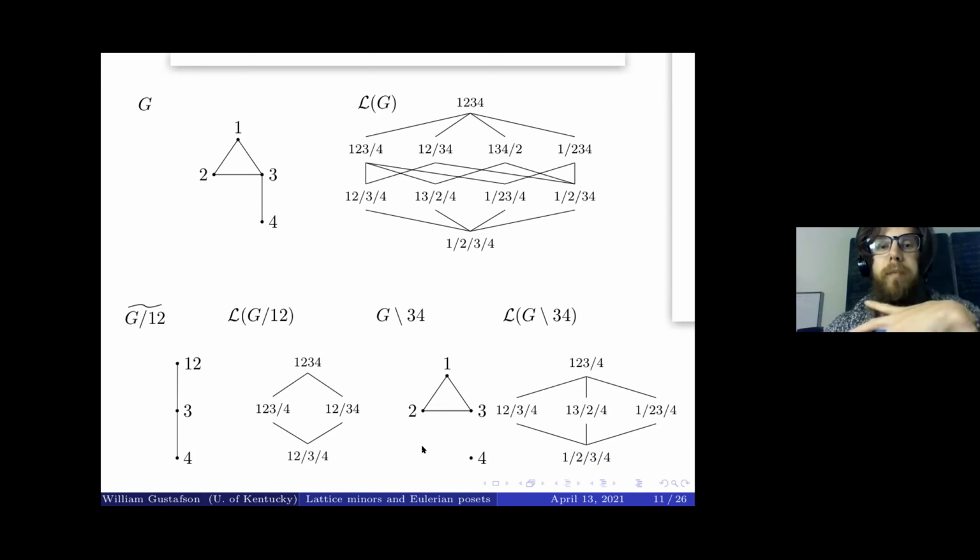Okay, and then the idea of the inverse bijection going from a lattice minor back to a graph is that the minimal element here will tell you what the vertex labeling is. Right? So 1 and 2 are together, 3 and 4 are separate. And then each of these atoms will tell you the edges. So in this lattice, you get these atoms from the minimal element by merging 2 of the blocks. And so it tells you in the graph that those 2 blocks, which are associated with the vertices, are connected by an edge.